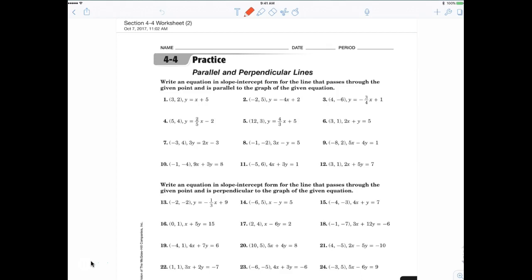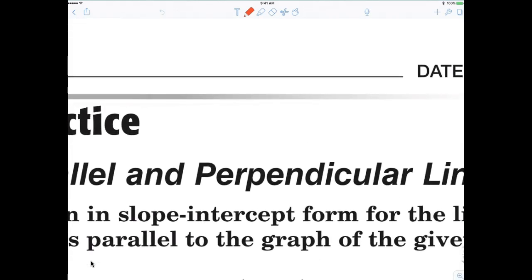and get started with today's lesson, which is writing the equations of parallel and perpendicular lines. Now, before we get started, there are a few things you have to know about parallel lines. So the first thing I want you to write down is parallel lines always have the same slope.